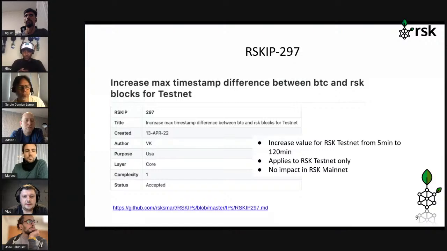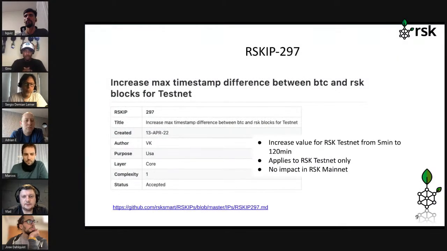And this RSK IP is also sort of a config adjustment in testnet, and it has an impact on the consensus rule, and this is also why it has to be part of some hard fork. Okay, this is all.